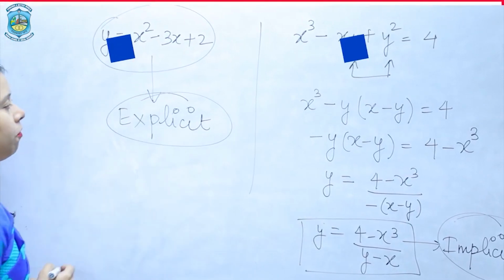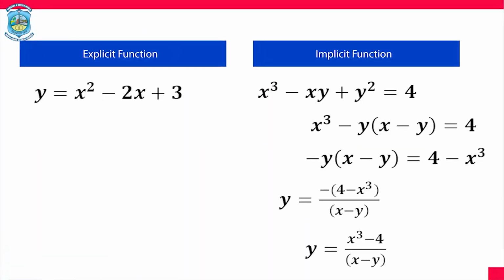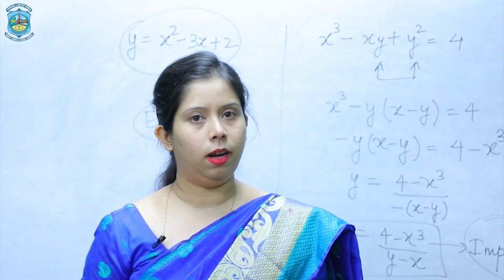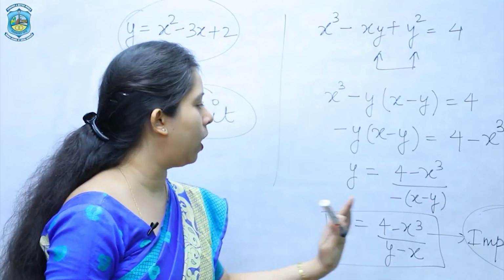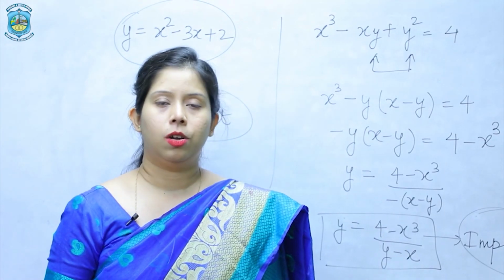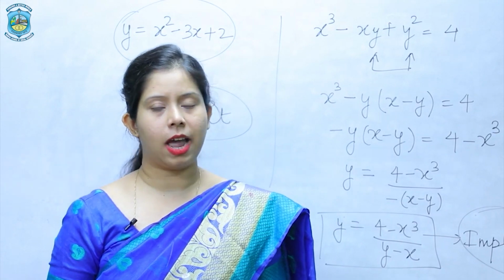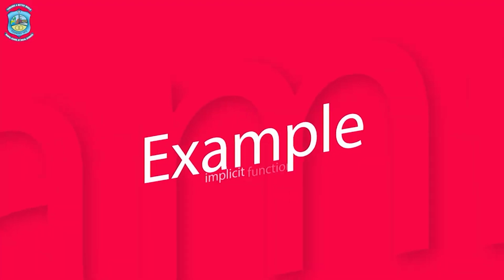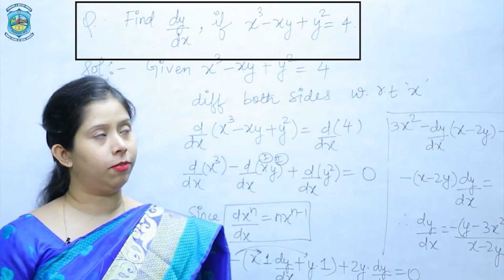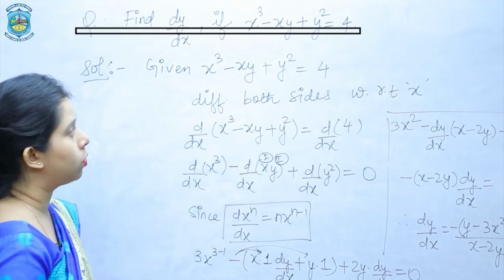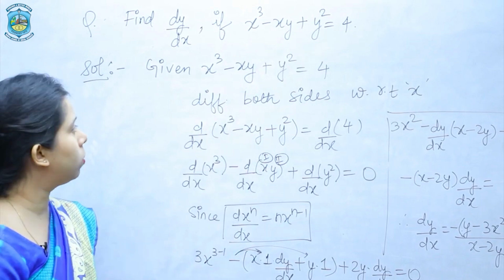Now, so far we were differentiating explicit functions. Next, our aim is to differentiate implicit functions. So, the question is how to differentiate implicit functions? Well, for that, leave the whole equation as it is and differentiate both sides with respect to x. So, let us understand implicit functions and differentiation of implicit functions with the help of a few examples. So, the question is find dy by dx if x cube minus xy plus y square is equal to 4. So, this is an implicit function and we want to differentiate it.